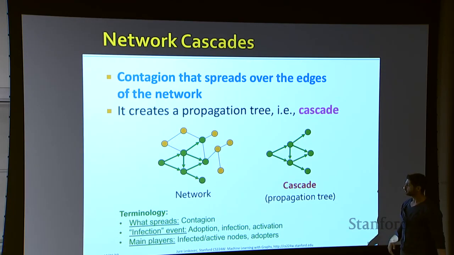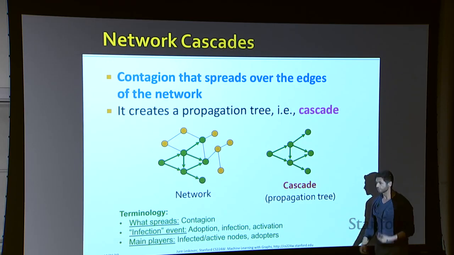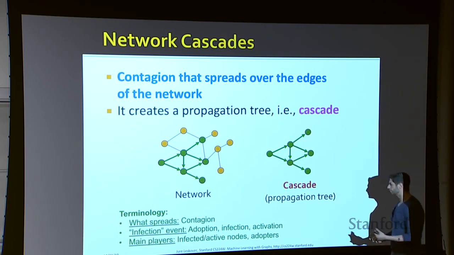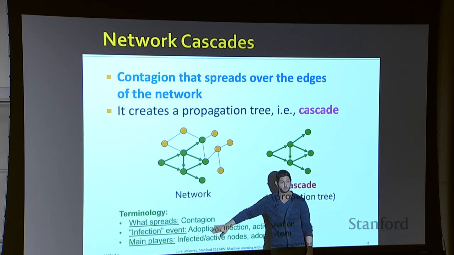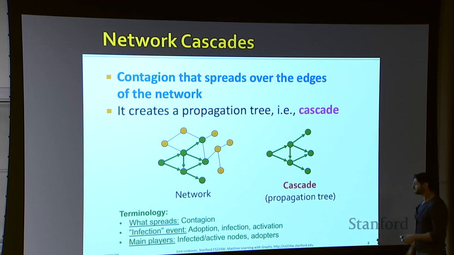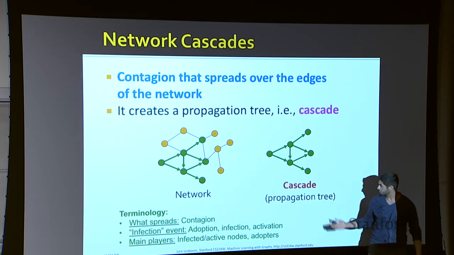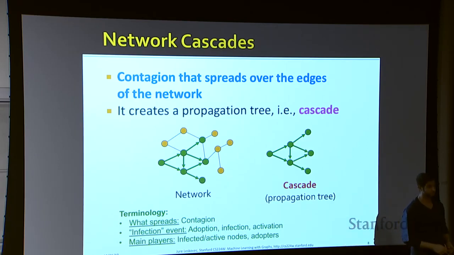And to agree on the terminology, what spreads is called the contagion, and the infection event is usually called adoption, infection, or activation, depending on the scenario. If you're talking about epidemics, it's clearly infection. If you're talking about products, for example, it's going to be adoption, who adopts a certain new technology. And the main players in our cascade are the infected or active nodes, or the adopters. So people that either are getting the infection or that are deciding to adopt a certain technology, for instance. Okay? All clear up to now?